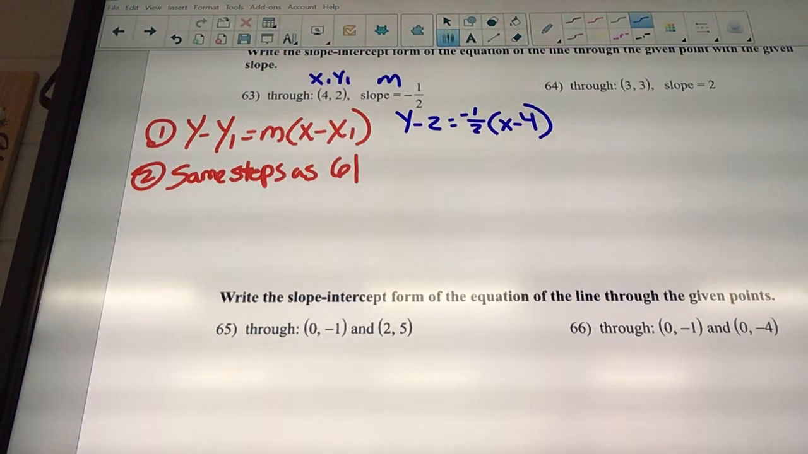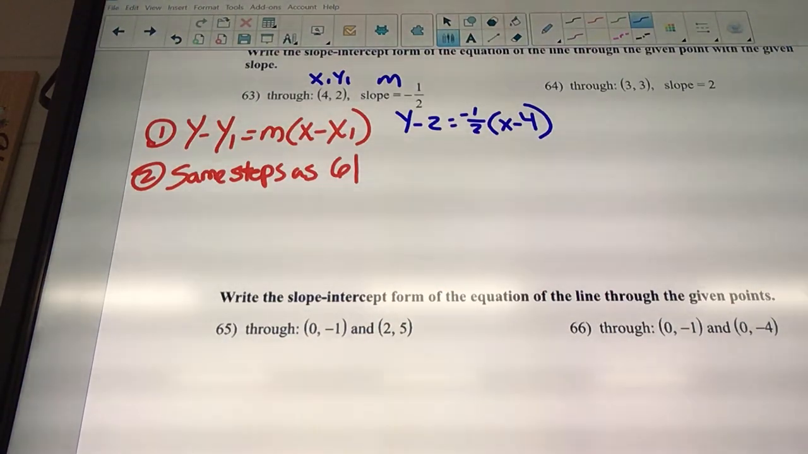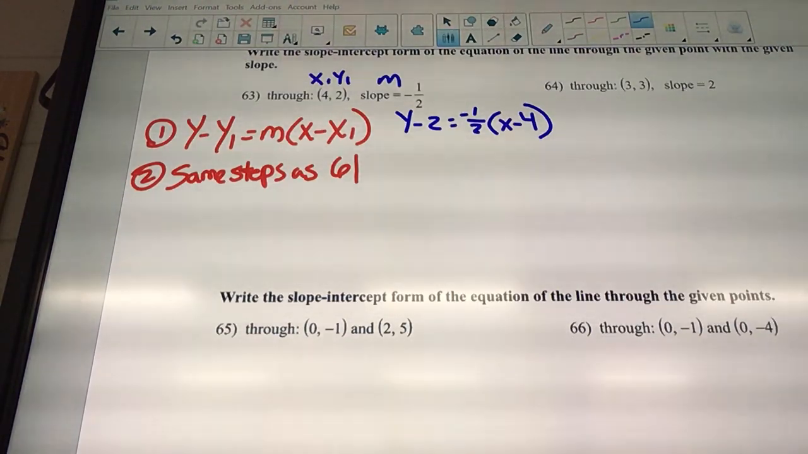I said put it in this form and then do the same steps as 61. Well, 61's first step says to distribute. So that's what we need to do: distribute. So you're going to multiply both of these. That's going to give you y minus 2 equals -1/2 x plus 2.